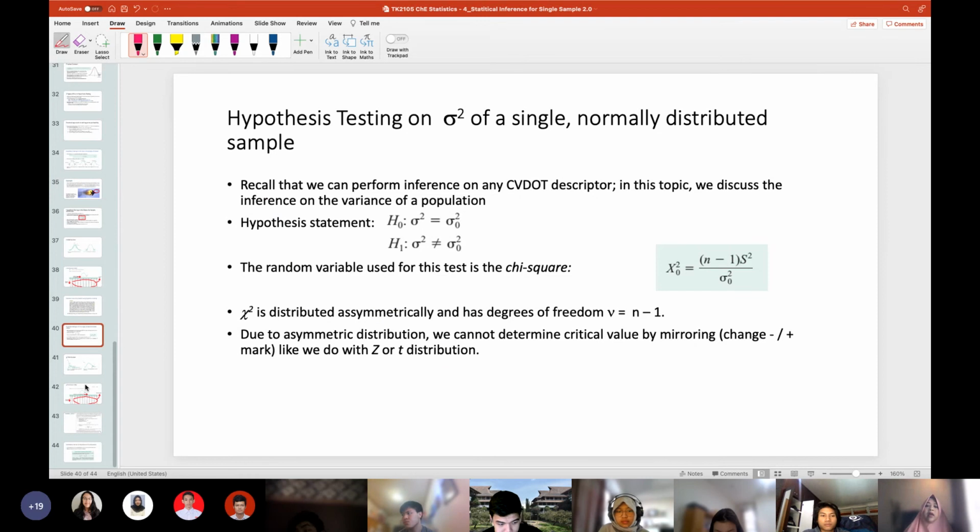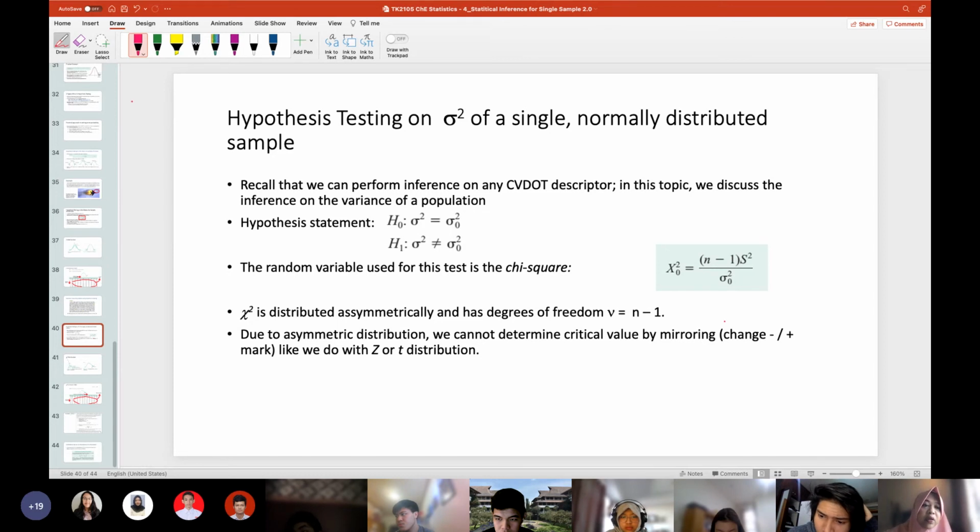Okay, so again, hypothesis testing for the variance of a single sample, we are going to use chi-square. It looks like an X like that, and it is distributed asymmetrically and has a degree of freedom. So how about the hypothesis testing for the means? What distribution should we use for the means?